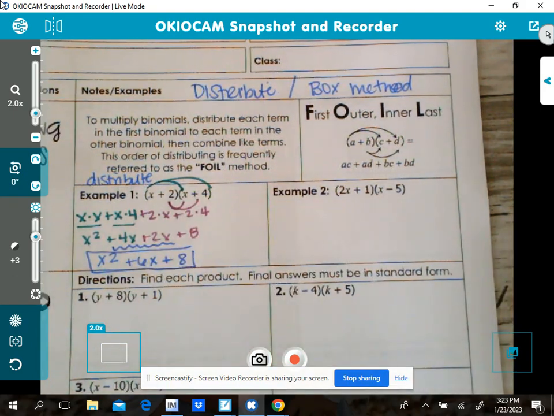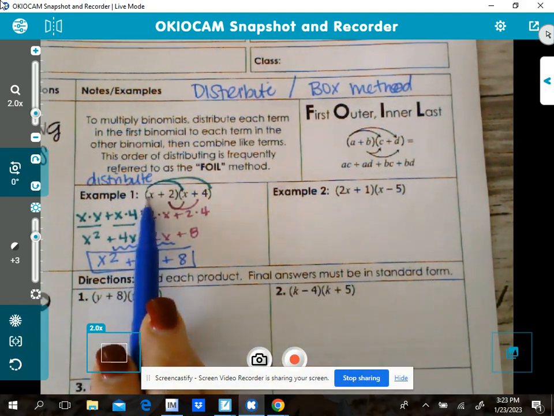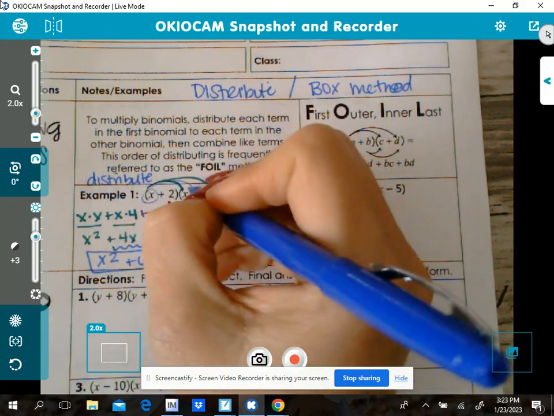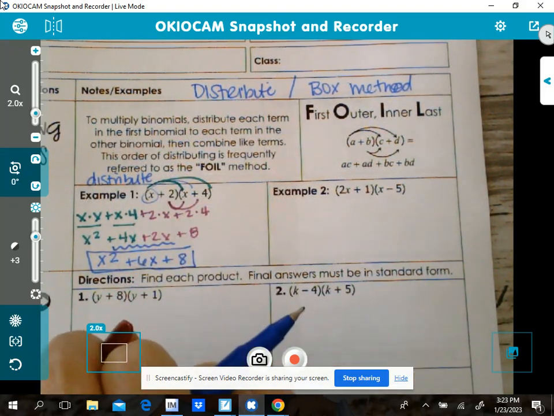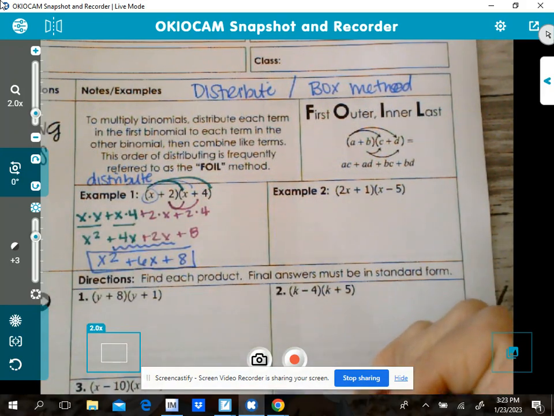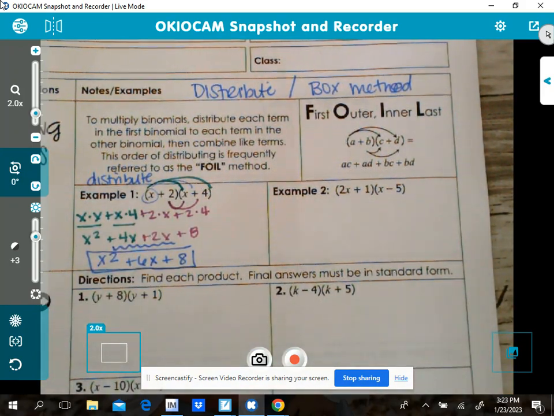Okay, so that's the distributive method. You basically cover up one of them and you distribute the first one to the other two terms in the parentheses, and then you distribute the second one to the second parentheses. Just the distributive property. Okay, because you've been doing the distributive property for a long time.